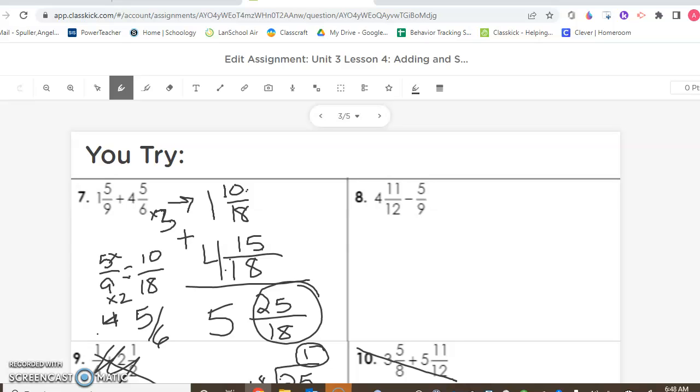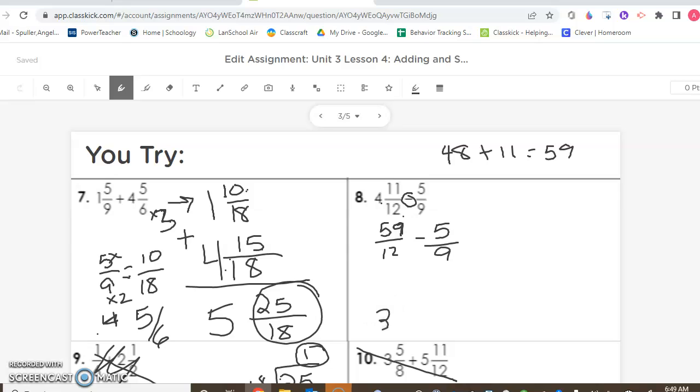All right, looking at this, I could say 12, 24, 36. Well, 9 can't do 12, it can't do 24, but it could do 27. So I'm going to, or not 27, could do 36. Goodness gracious, Miss Oakley's having a day. When it's subtracting, I like to make them into improper fractions. So 12 times 4 is 48 plus 11 equals 59. So now we have 59 over 12 minus 5/9.